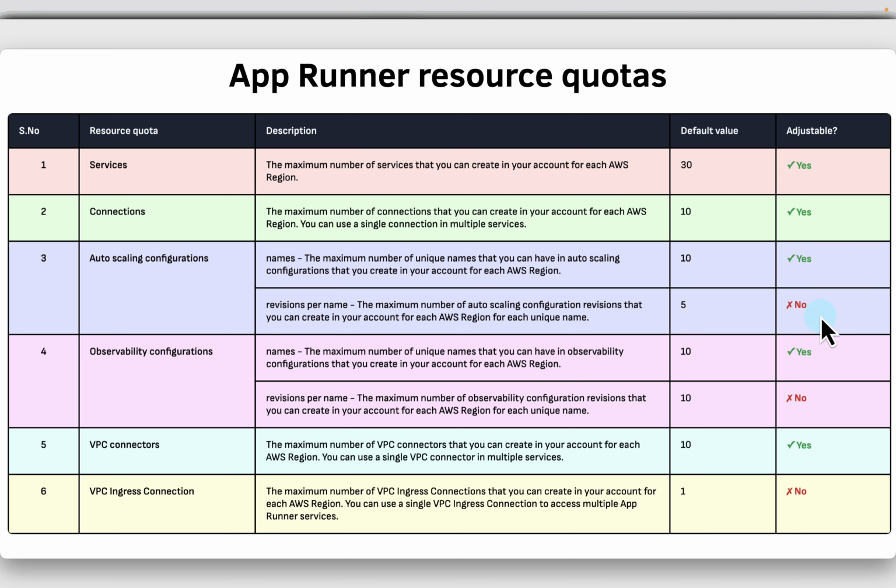And the thing which cannot be adjusted is the number of revisions, because this value is already very high, because we are at 10 into 5. So this has a hard limit. And VPC ingress connection, the maximum number of VPC ingress connections that you can create in your AWS account for each AWS region. You can use a single VPC ingress connection to access multiple App Runner services. So this has a hard limit of 1 per AWS region.